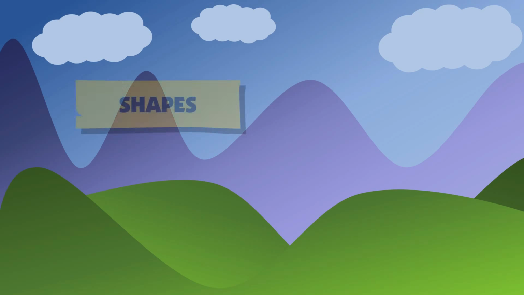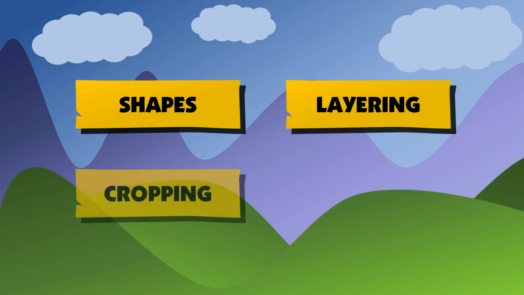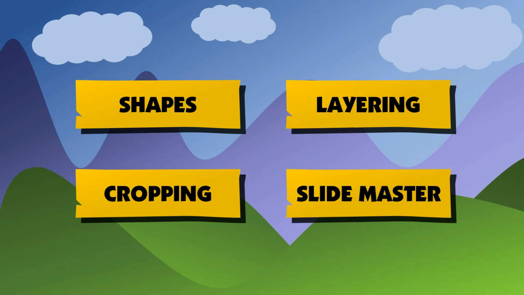The first thing I want to look at is shapes: how to create shapes, how to manipulate shapes. We're also going to cover layering, how to layer those shapes correctly. We're going to look at cropping of shapes rather than of pictures. A lot of people say you can't do that, but you can, and I'll show you how to crop shapes exactly to your slide. And finally, we'll also look at the slide master. So let's get started.